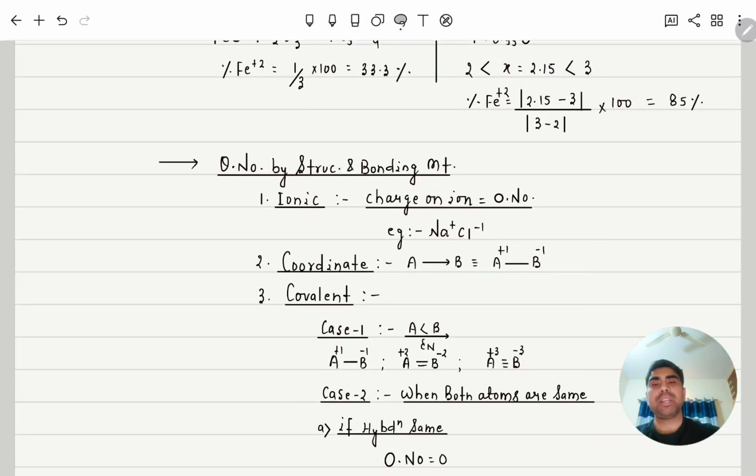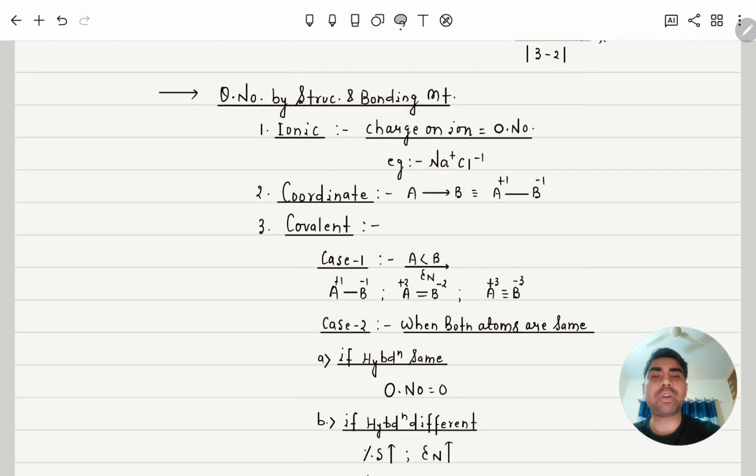Now, the oxidation number by the structure and bonding method. Since you know an ionic compound has no bond-sharing sort of interaction, whatever the charge on the cation or anion is only called its oxidation number. In a coordinate bond, when they form a coordinate bond, the donor will have +1 and the acceptor will have -1, so that is their oxidation number.